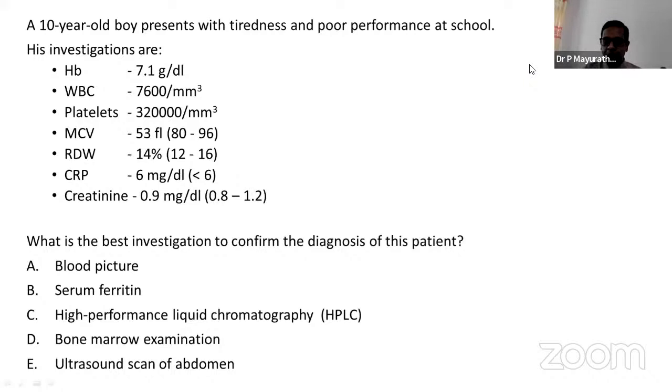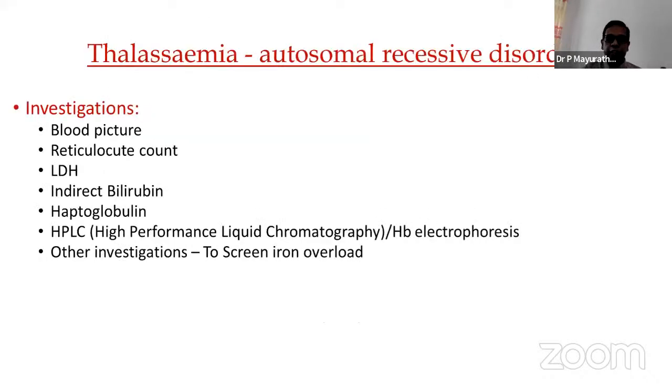Bone marrow examination is not the first line investigation or confirmatory investigation for thalassemia patients. Ultrasound scan abdomen also we do because these patients are having hemolysis. So they will have a splenomegaly, and that is the thing we have to look for to decide about the treatment. So the confirmatory investigation is going to be HPLC, high performance liquid chromatography, or sometimes we say hemoglobin electrophoresis. Those things can be done.